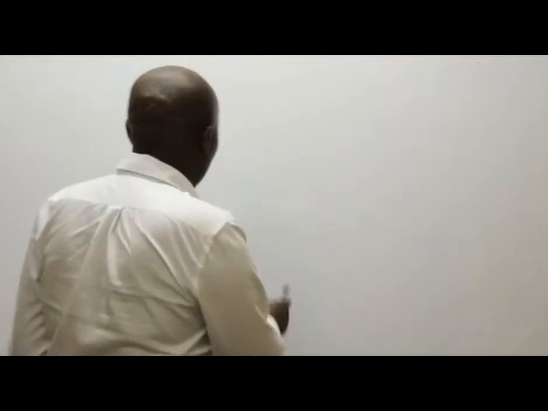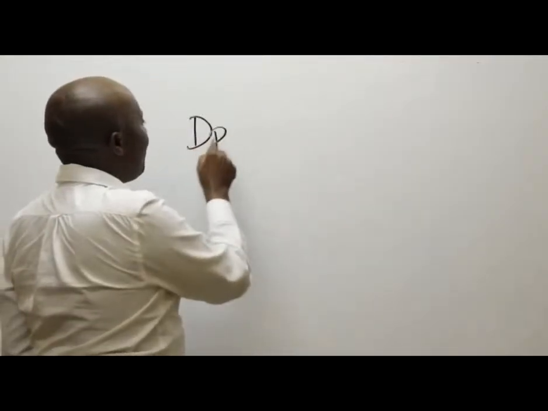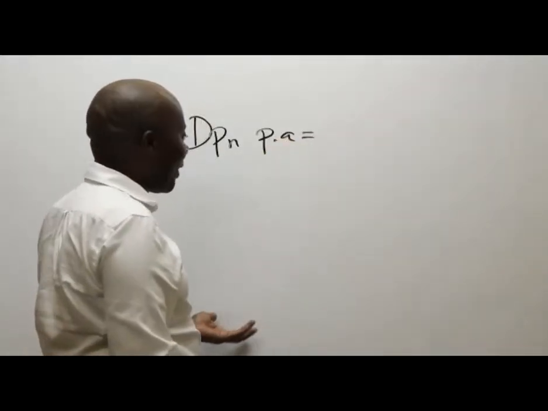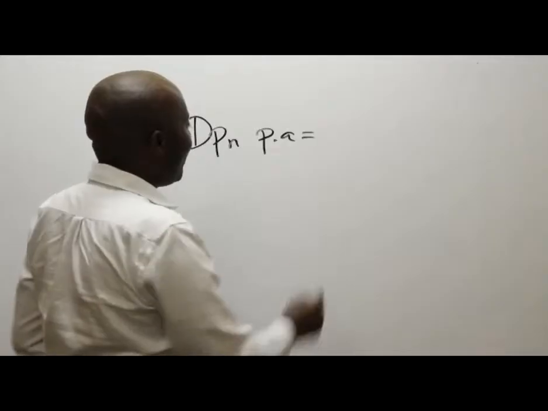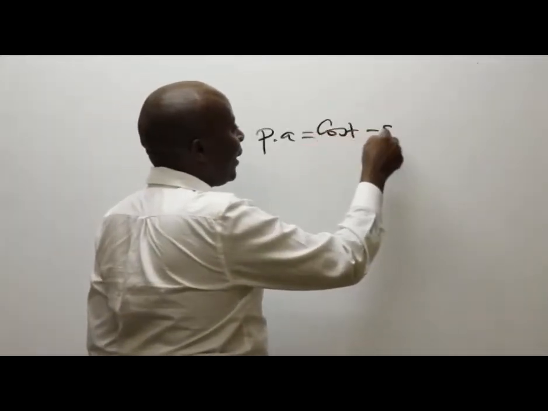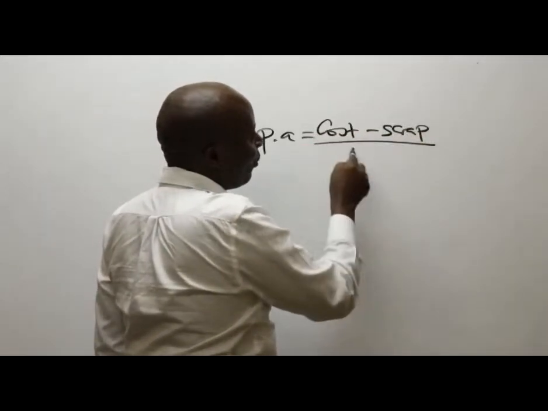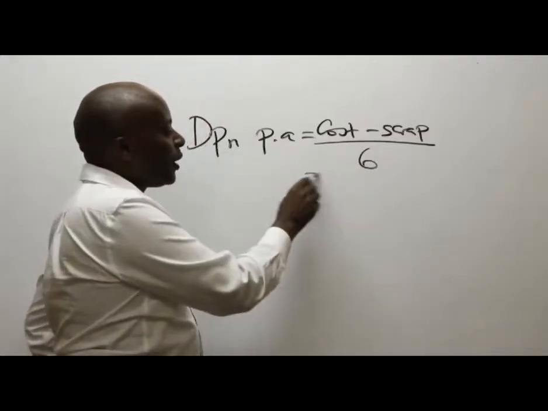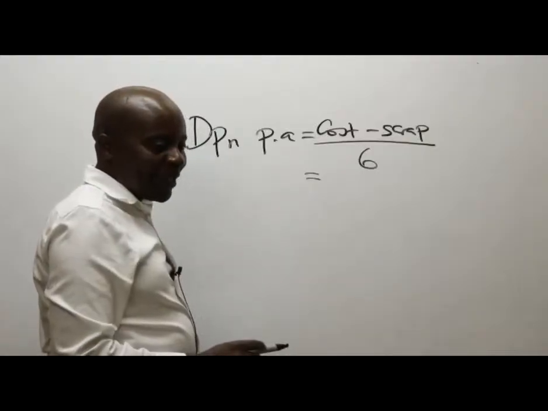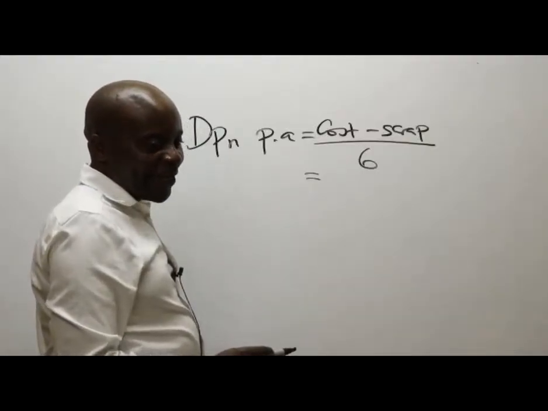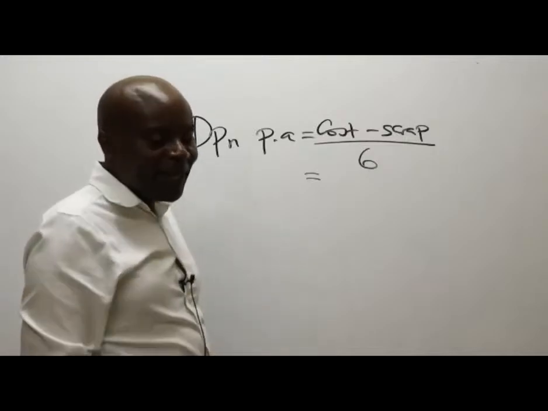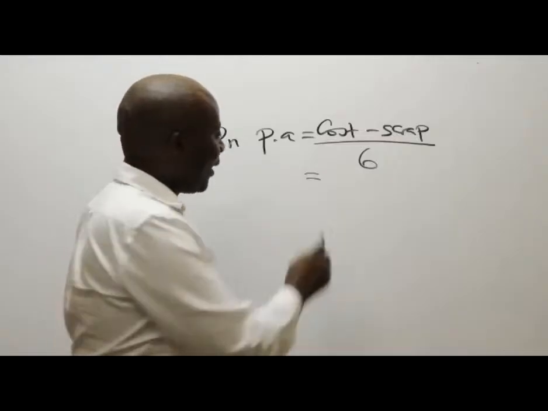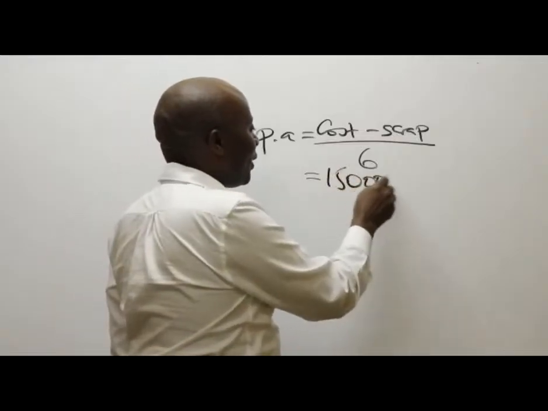So hapo nitamwandikia depreciation per annum, straight line. Depreciation per annum equals what here? John Baraza anasema hajaona. Mimi niliona kitambo. Hii najua ni cost minus scrap divided by number of years, which are 6. So in this question, ladies and gentlemen, what is the cost of this asset? Somebody help me out. 150,000. Thank you very much.